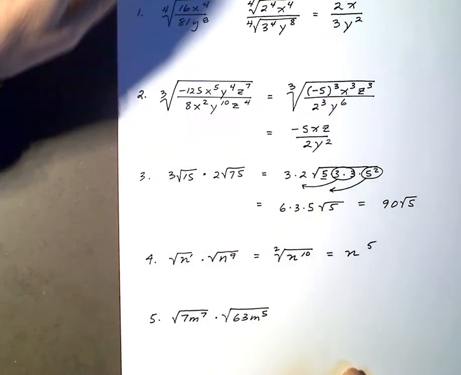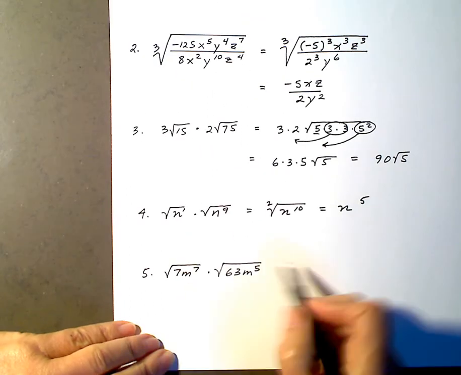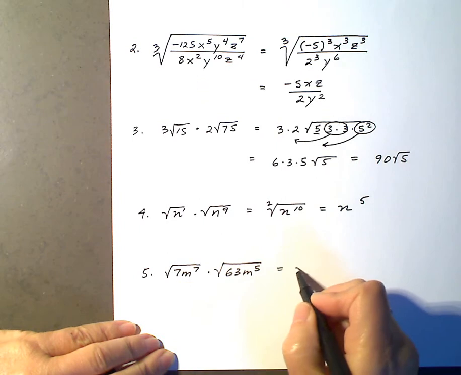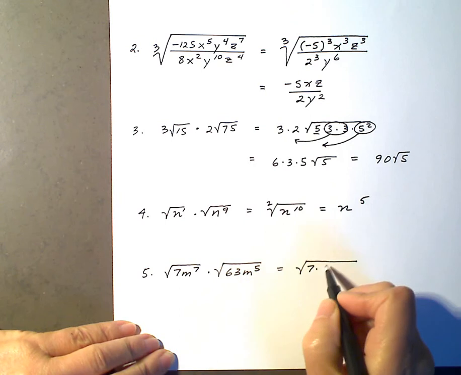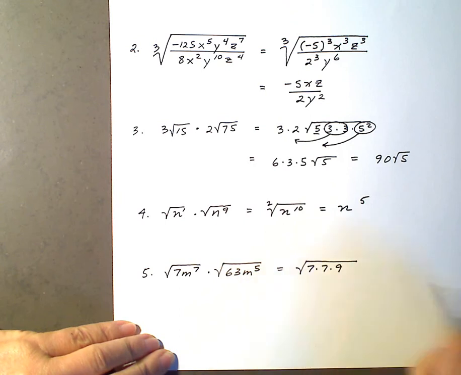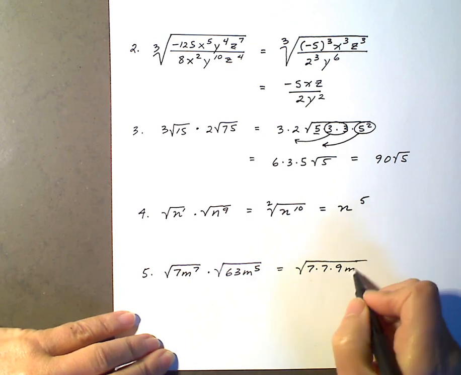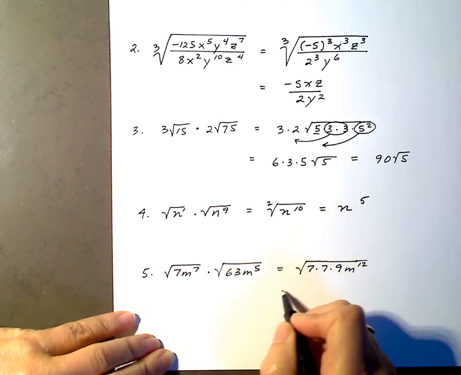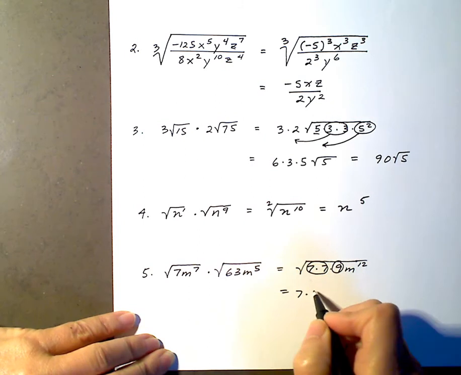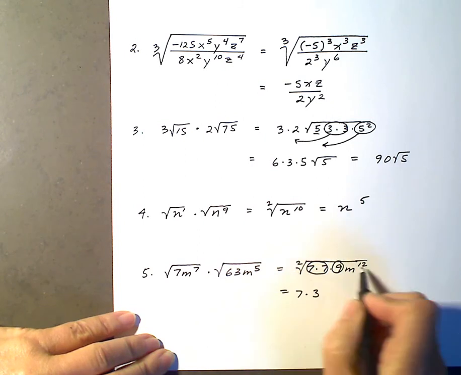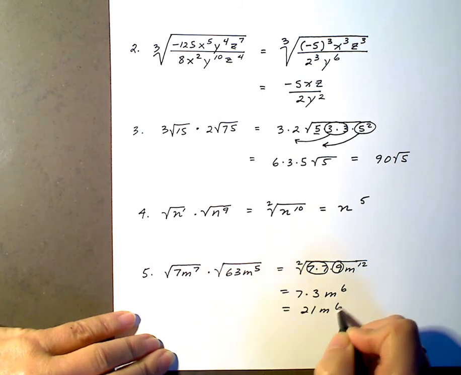Number 5, kind of similar to number 3. I've got square roots. I'm going to multiply those square roots together. 7 times 63, I'm going to view the 63 as 7 times 9. So I've got some perfect squares there, because 9 is 3 times 3. And then m to the 7 plus 5 is m to the 12th. So a 7 will come out, and actually the square root of 9, a 3 will come out, and m to the 12 divided by 2, m to the 6th comes out, so I get 21 m to the 6th.